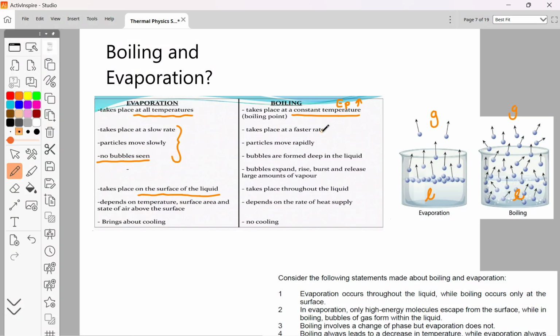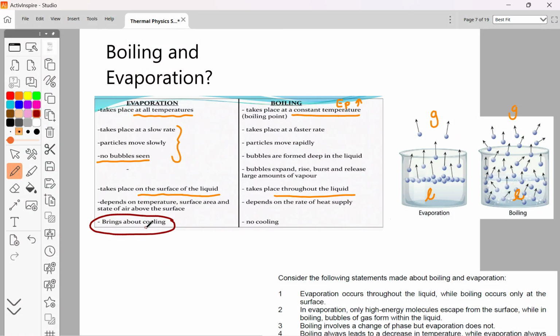Then it's definitely at a faster rate, but what is important is it happens throughout the whole liquid, and you will see bubbles forming. One thing that we haven't really spoken about before, and I think that's an important point here, is that evaporation causes cooling.